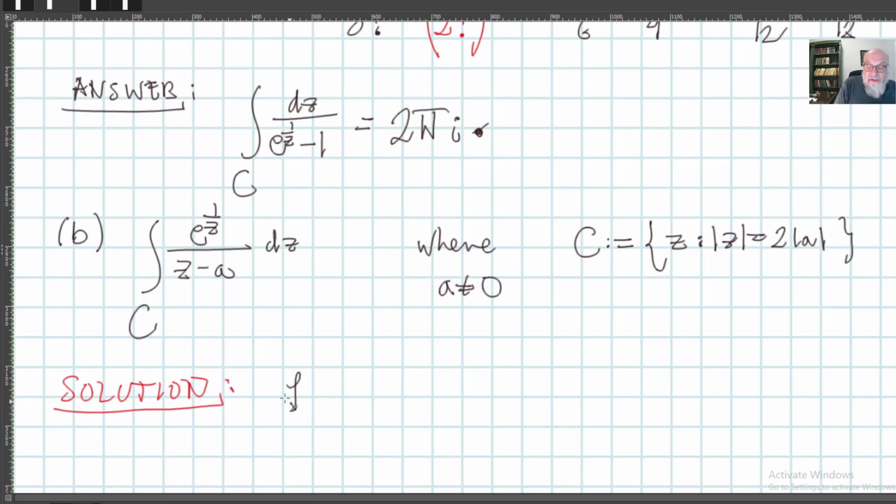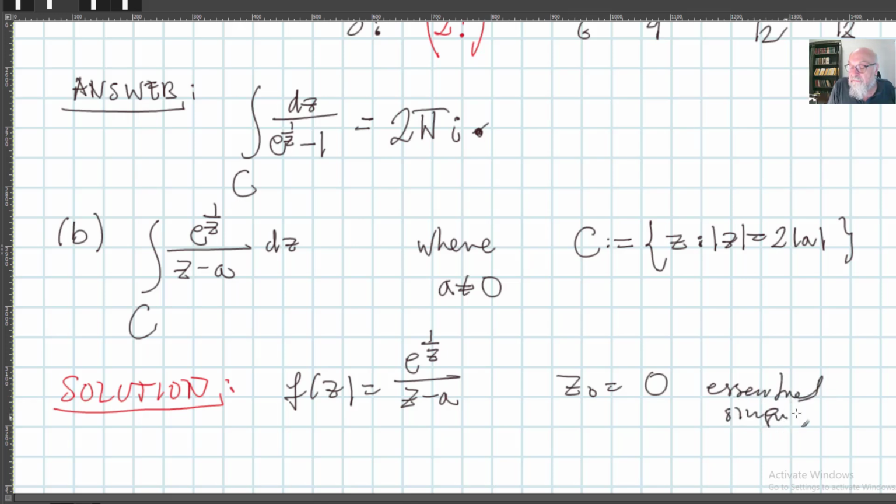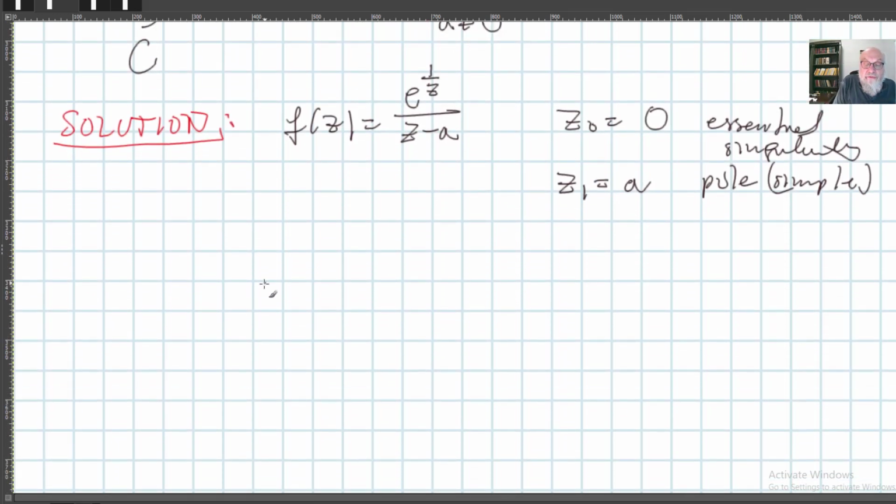So we have the function f of z, which is equal to e^(1/z) divided by z minus a. So in this case we have just two singularities, namely z0 is equal to 0. It is clearly an essential singularity. And another one, z1 is equal to a, and that's a simple pole. And let me look at the contour of integration.